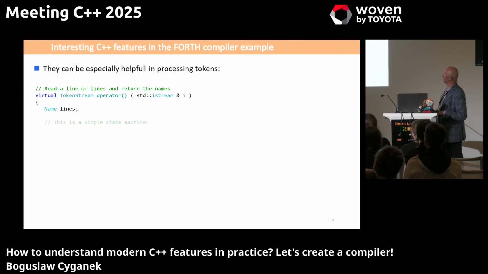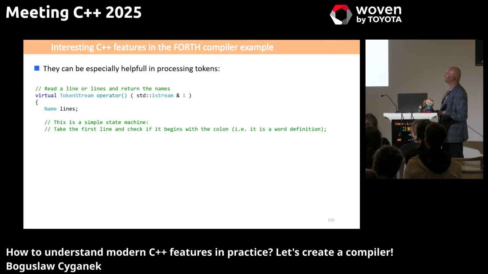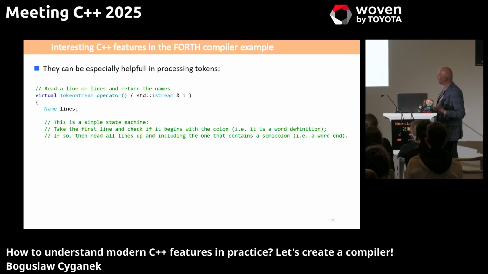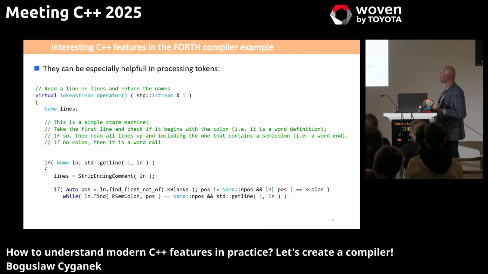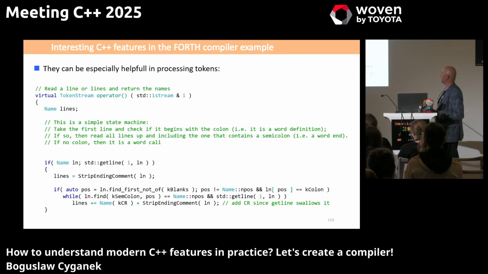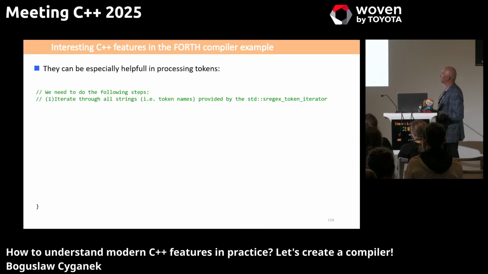So we have some token stream operations. What we need to do is like a state machine. We need to find if the line begins with the colon, because we are looking for the defining words, and if it ends with a semicolon. If there is no colon, then it is calling a word. How do we do this? Simple things, like this, just for completeness. In the end, we strip ending comments. But the whole thing starts here.